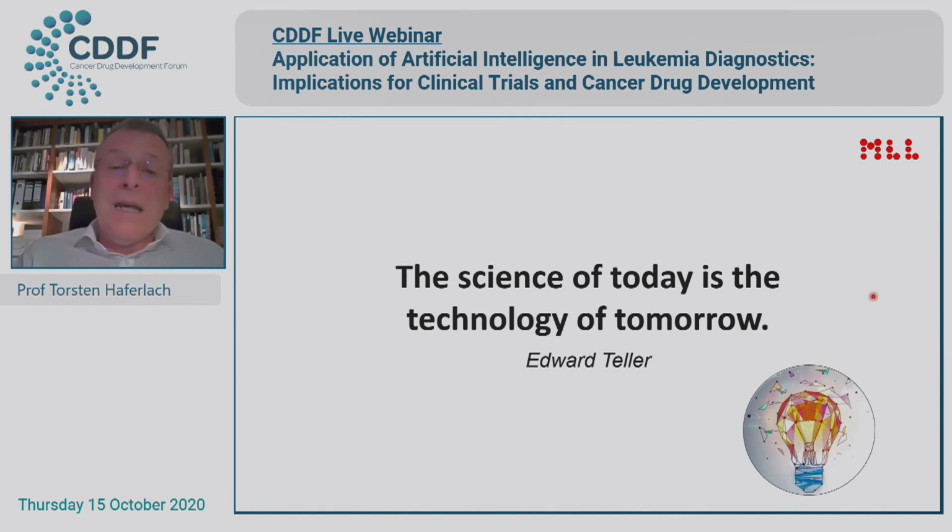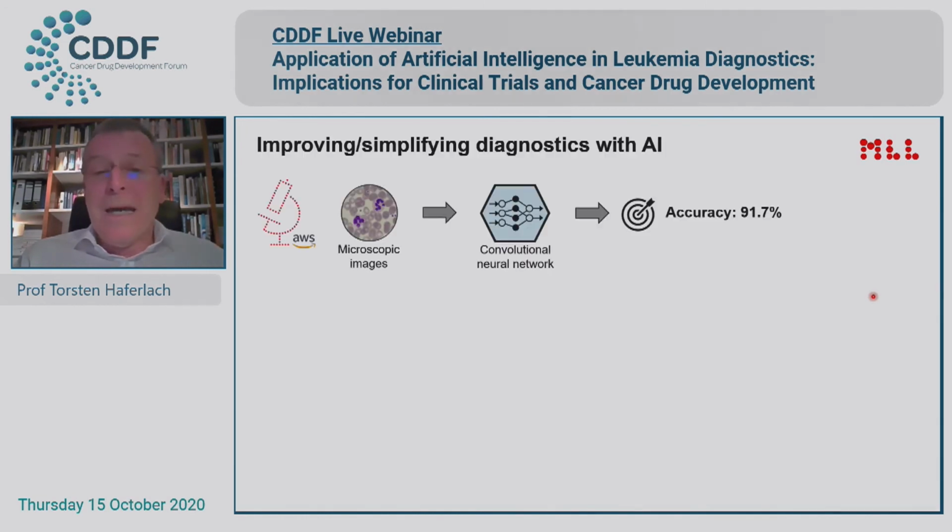Now, the science of today and a lot of things we are doing also in our lab is the technology of tomorrow. And I want to demonstrate to you what we are going to share in the next upcoming ASH meeting. That will be a virtual meeting in December. And we combine there our routine tools of the methods we use in daily routine, and in a cooperation together with AWS using AI technologies, we approach three different aspects.